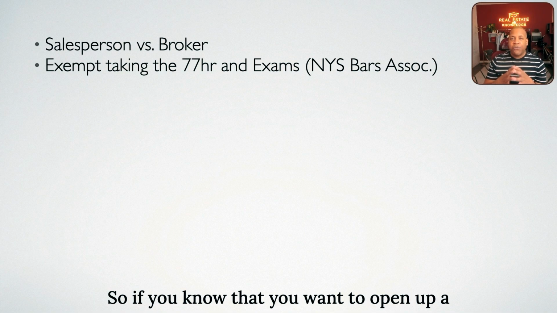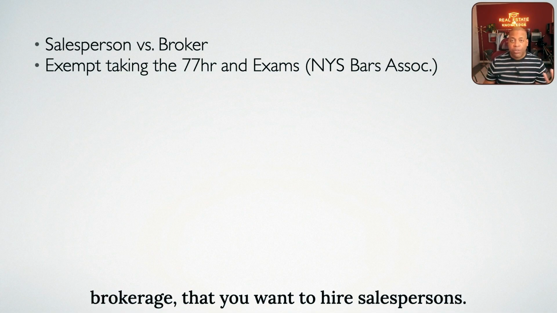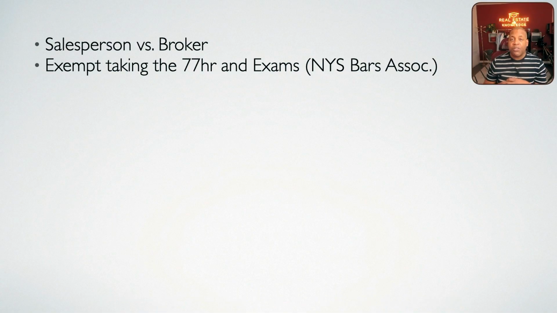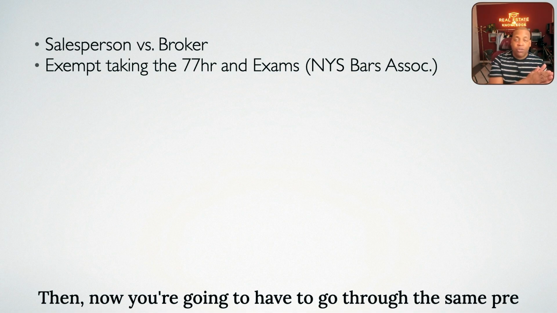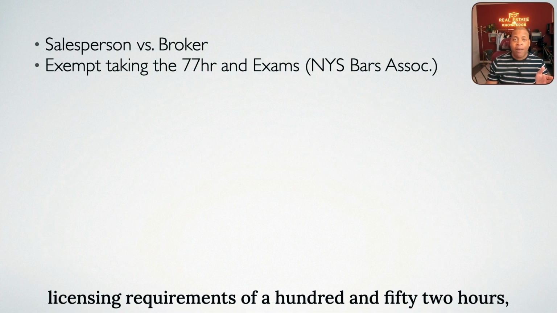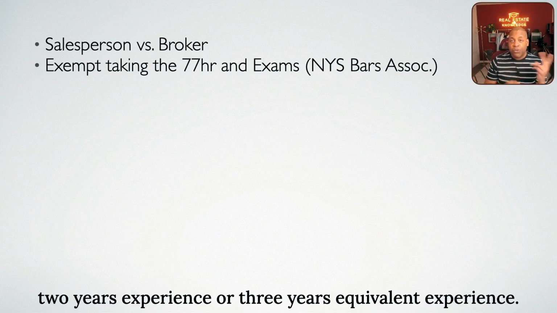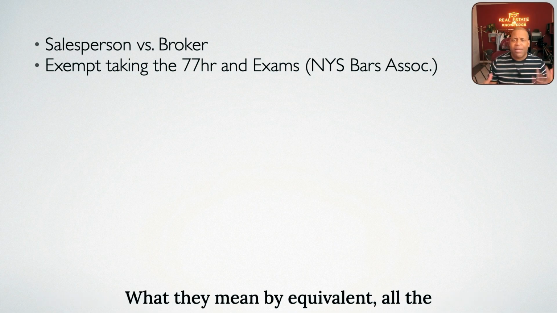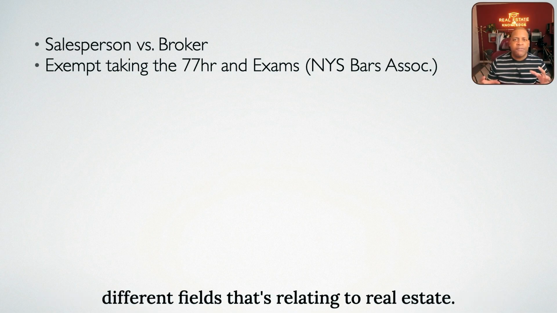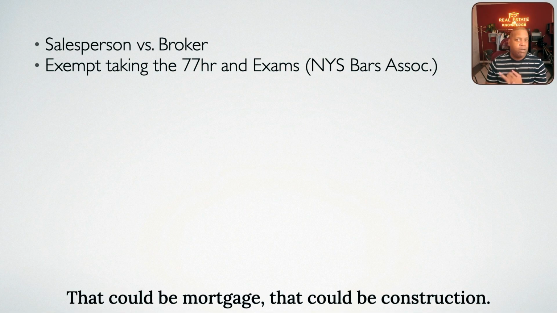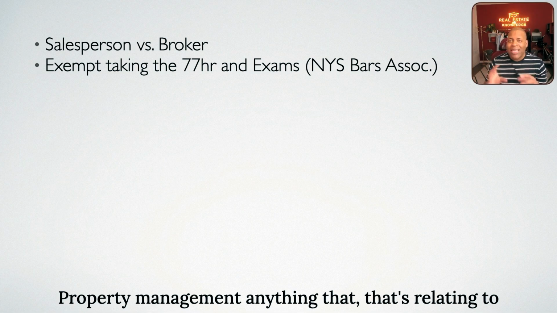So if you know that you want to open up a brokerage, that you want to hire salespersons, then you're going to have to go through the same pre-licensing requirements of 152 hours, right? 2 years experience or 3 years equivalent experience. What they mean by the equivalent is all the different fields relating to real estate. That could be mortgage, construction, property management, anything relating to real estate.